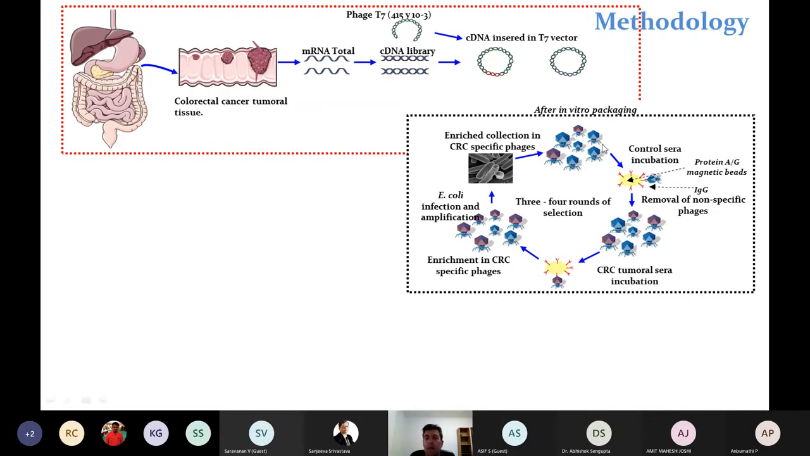Here, in the library of phages, we depict in red the specific colorectal cancer phages that can be enriched in different rounds of selection, simply by incubating with control sera to remove non-specific phages in blue, and then enriching in specific phages in red by incubating with the IgG from colorectal cancer tumoral sera. After these selections, infection in E. coli and amplification, in each round we can enrich the original library between 100 and 1,000 times in phages displaying peptides specific of the disease. By repeating this process 3 or 4 rounds, we can enrich the original library 1 million or 10 million times in phages displaying peptides specific of our disease.